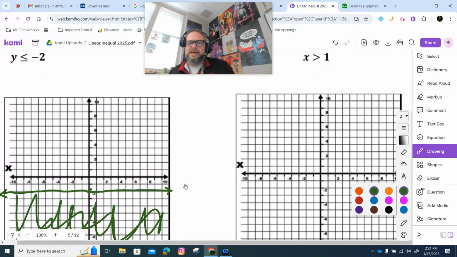All right, and our last one, x is greater than 1. All right, say it again. Dotted, awesome.